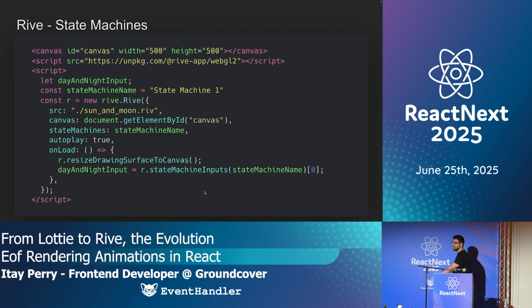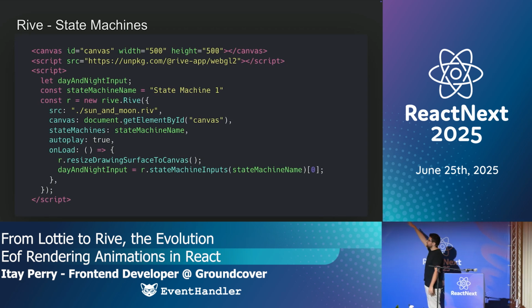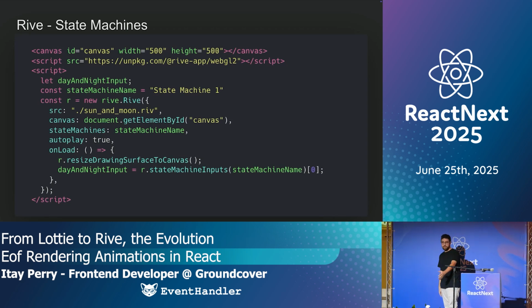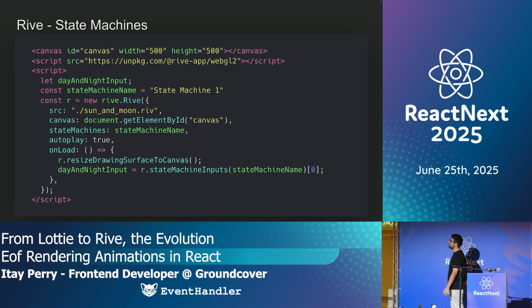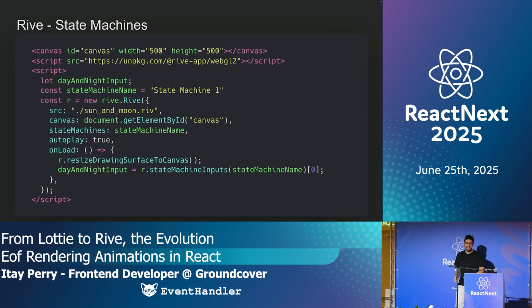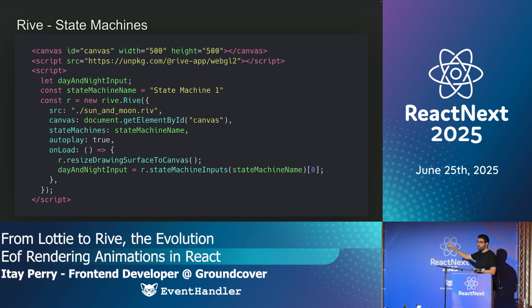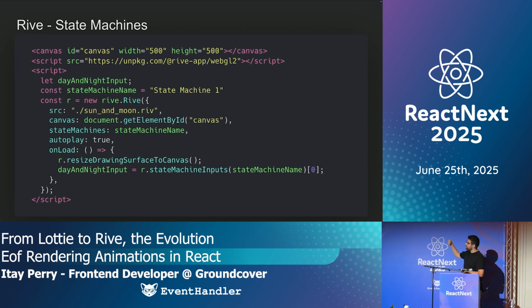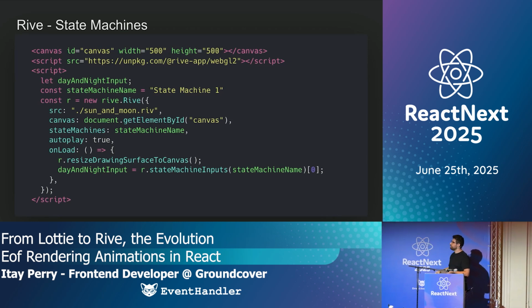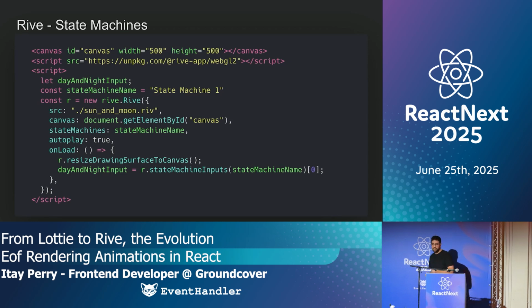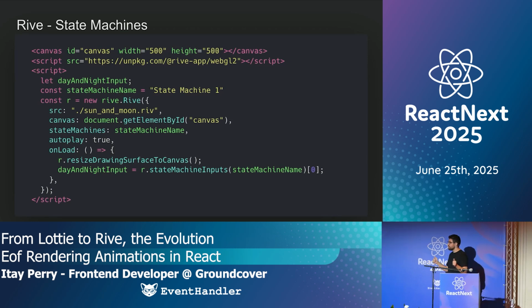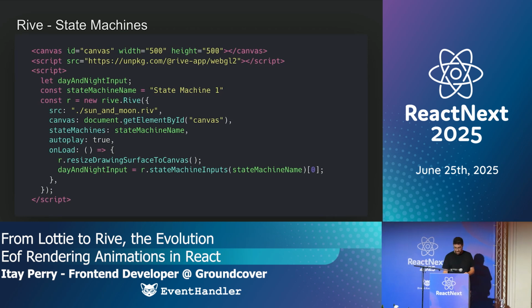OK, so how did I do it? I'm using the official Rive renderer, which uses WebGL2. That means we're using GPU. I have an empty canvas in here. And what I'm doing is instantiate a new Rive instance. And I have a state machines property. I'm requesting to use state machine 1, and when I load the animation, I extract the input. So far, so good? OK.